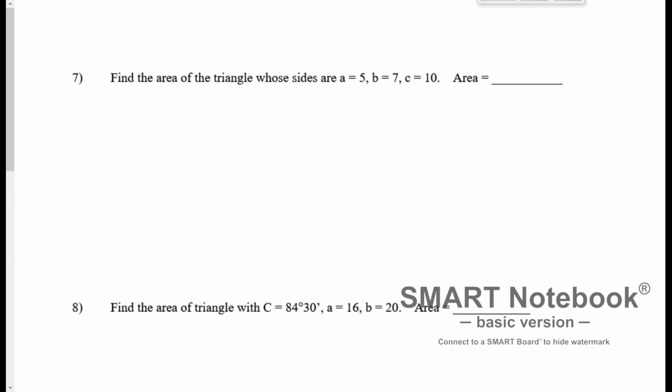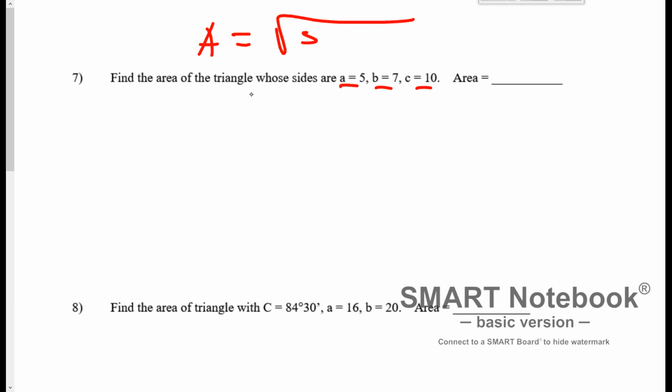Okay, so here we're trying to find the area of a triangle. We have all three sides, so we're going to do Heron's formula, which is 2 parts. If we want to find the area, then we square root this S, where S is the semi-perimeter, or just adding up all these 3 sides and then taking half of that.